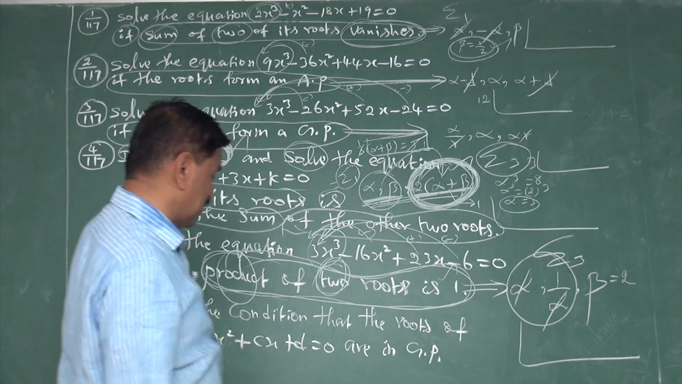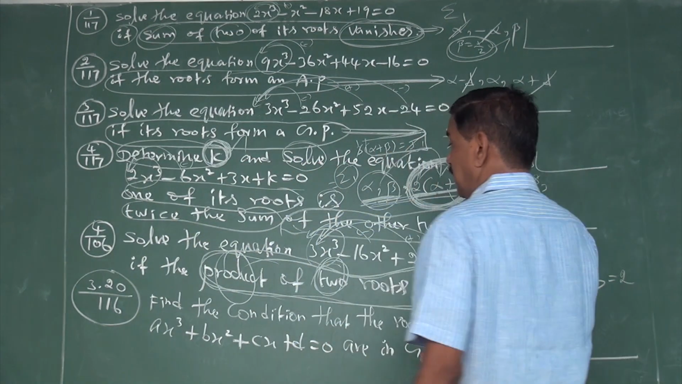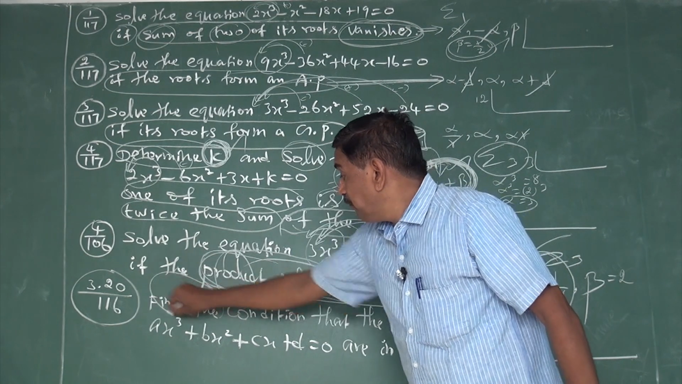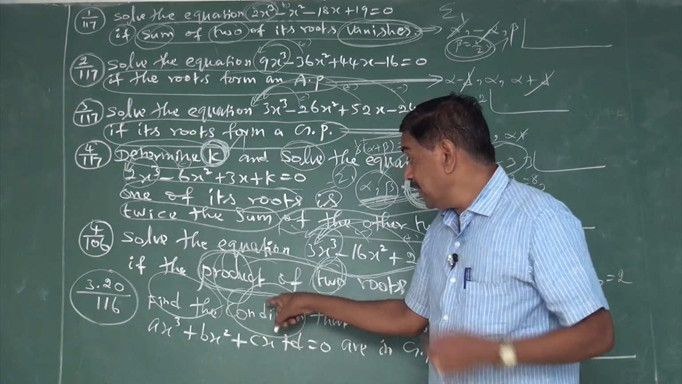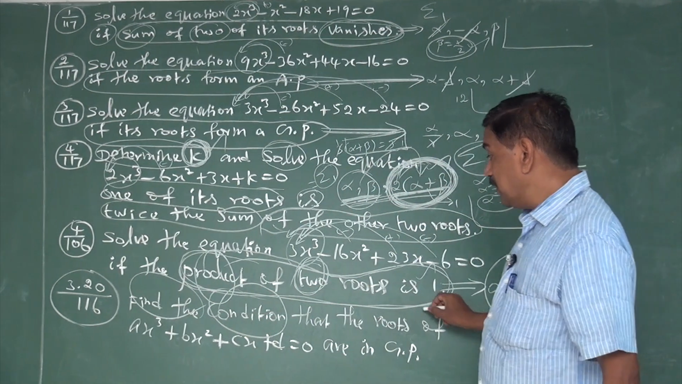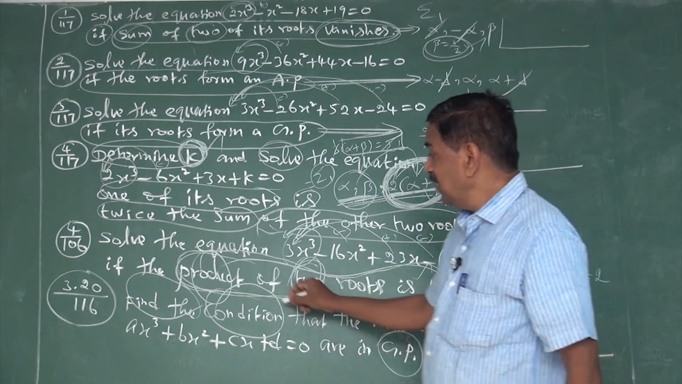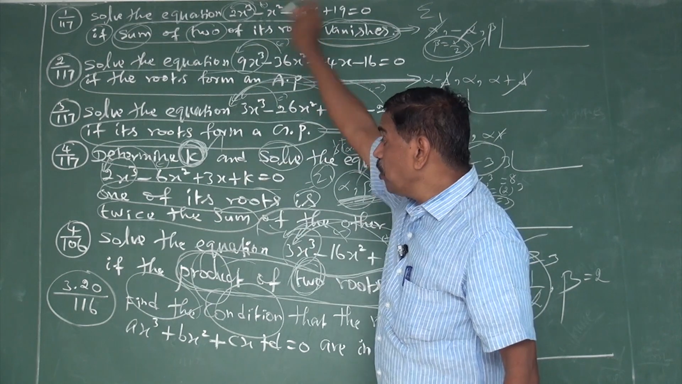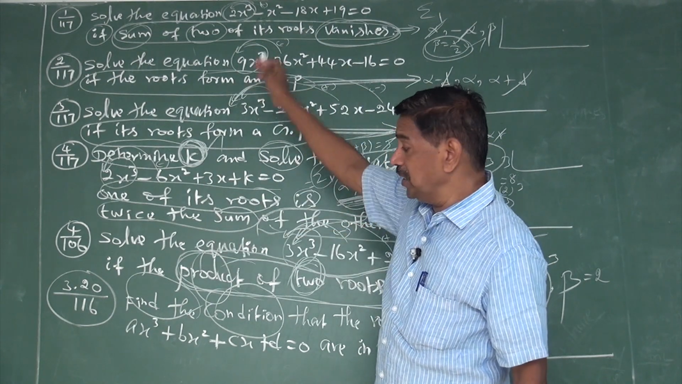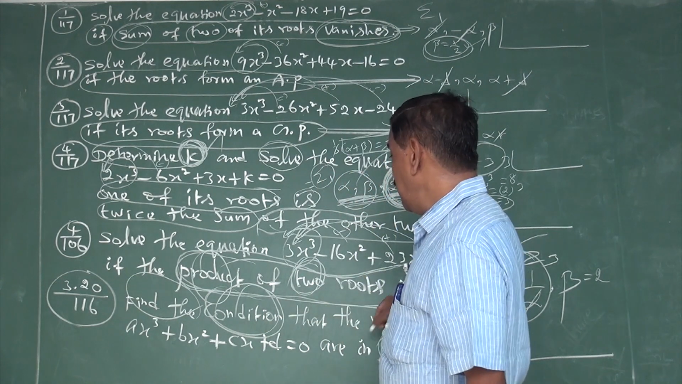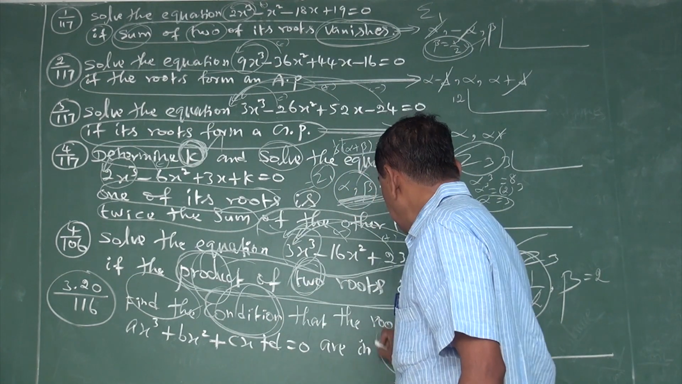Okay, come to the last question. Listen, in the last question we want to find a condition. See, find the condition that the roots of the cubic equation are in GP. Listen, the first 4 questions are solve the equation. But the last question is find the condition that the roots of the cubic equation are in GP.